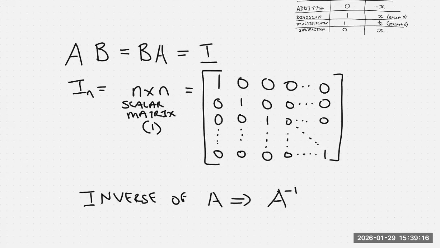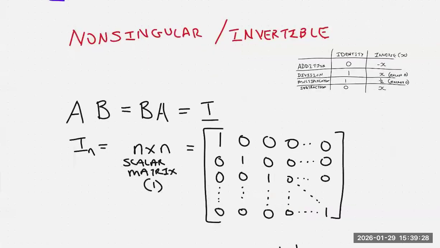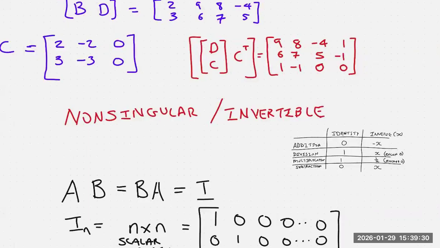Now, not every matrix has an inverse, meaning when you multiply it by the inverse, you get the identity. Not all matrices have it. The ones that have it are called invertible, or non-singular.